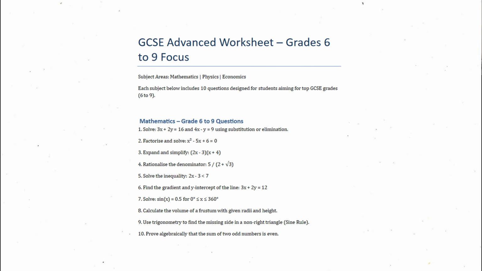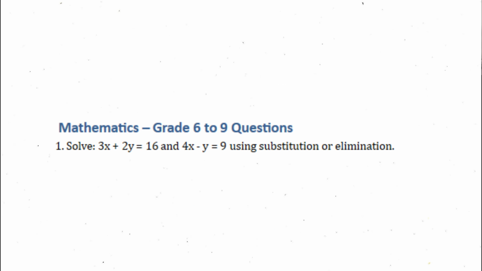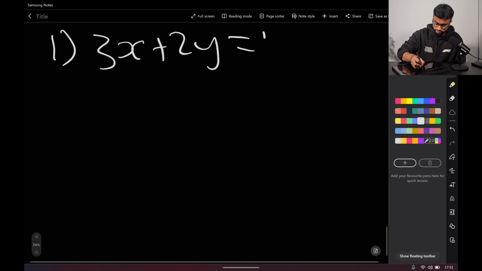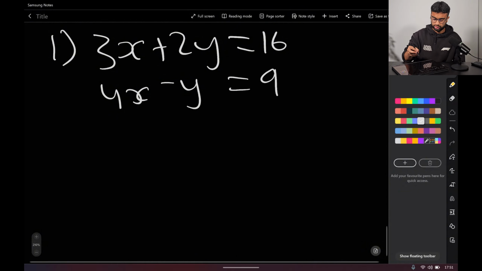In today's video, we're going to be going through a worksheet aimed at those students that are targeting a grade 6 to 9 in GCSE Maths. The first question is a simultaneous equations question. The equations are 3x plus 2y is equal to 16 and 4x minus y is equal to 9.